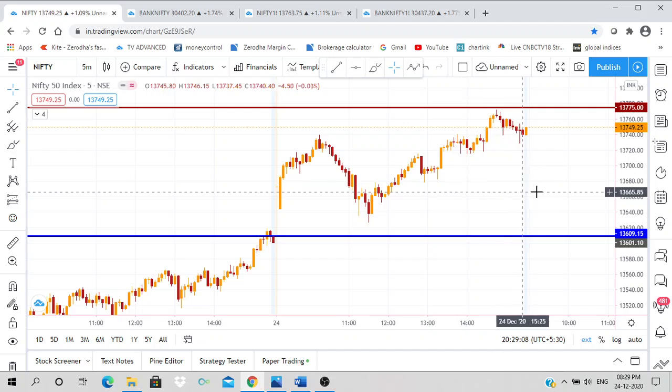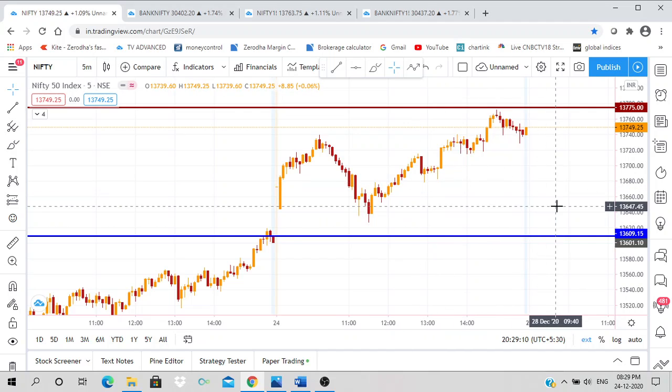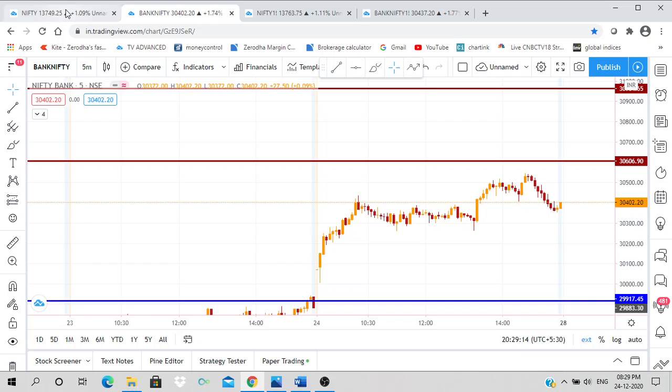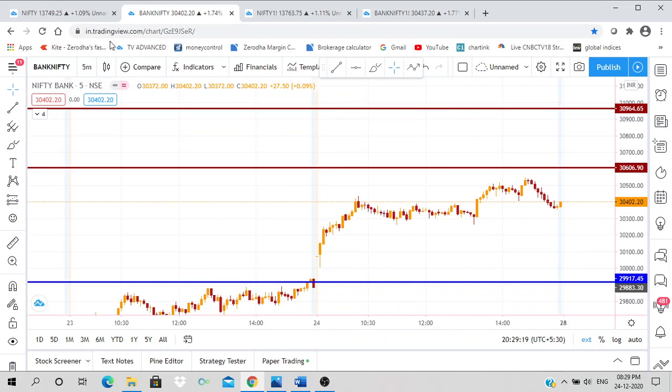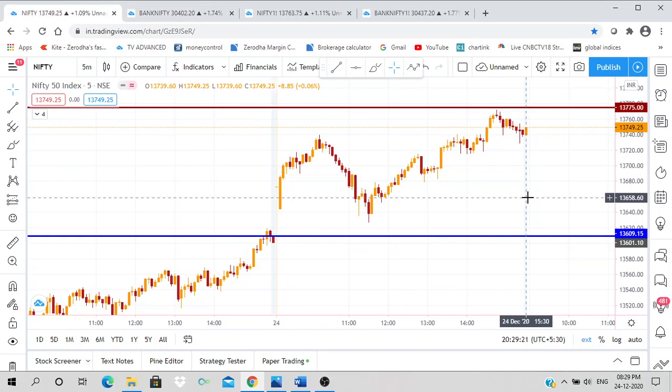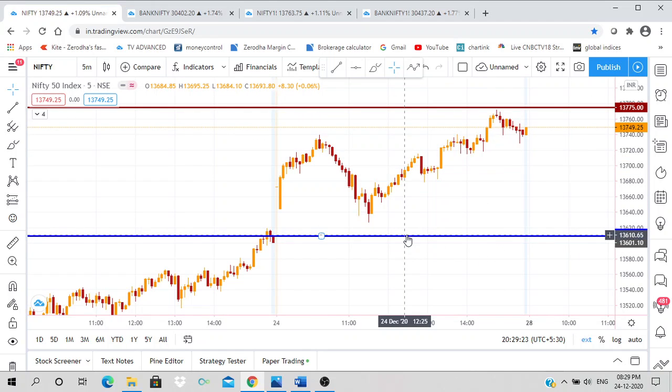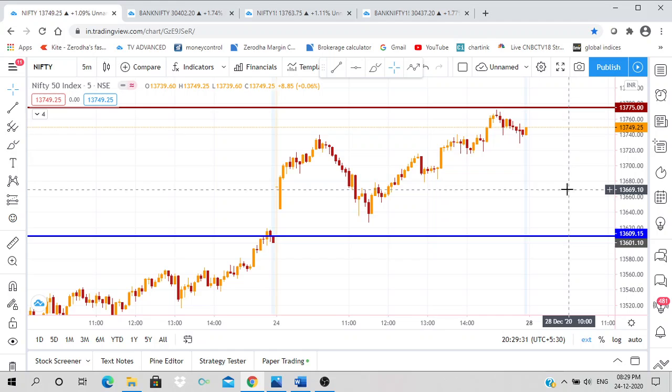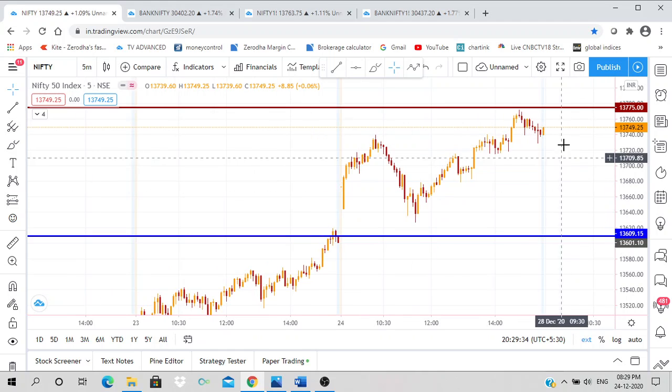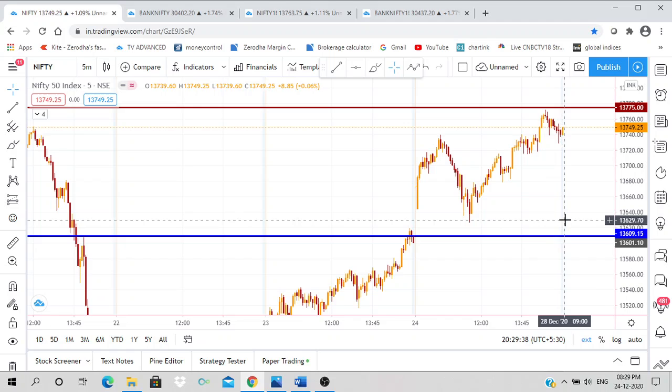So we can see these are the spot markets like Nifty and Bank Nifty. You can see these lines, no? These are actually drawn yesterday. This is my support line and this is my resistance line, and the market is just inside my lines. So how we can draw all these support and resistance lines, we will discuss in the next video.